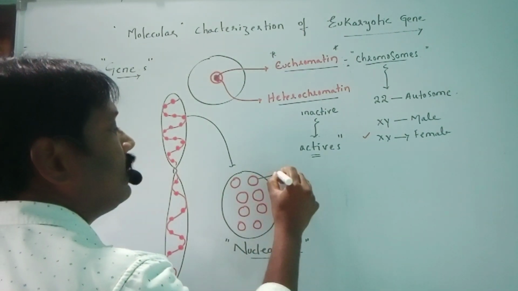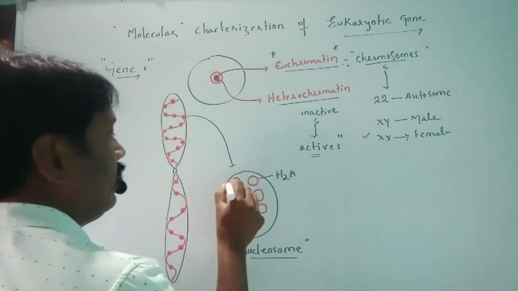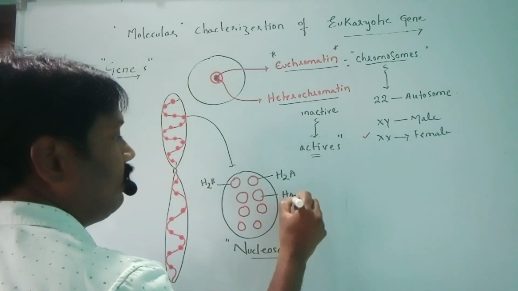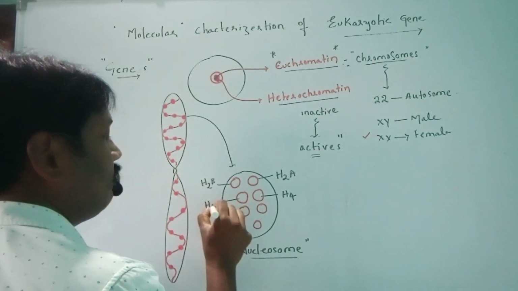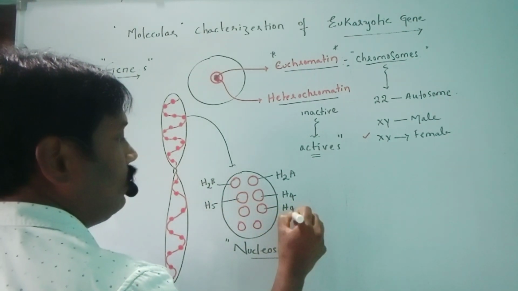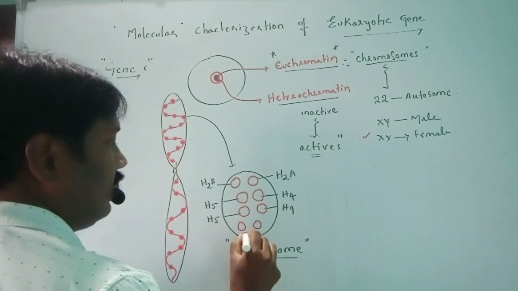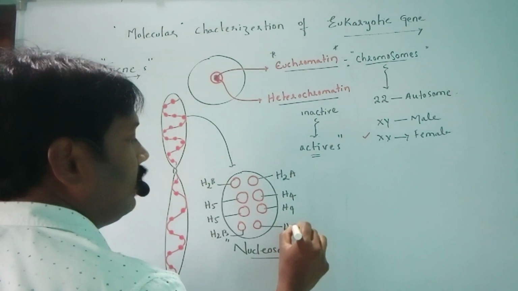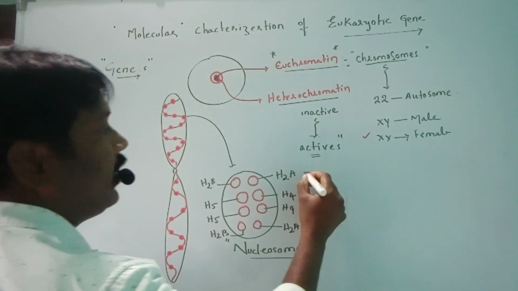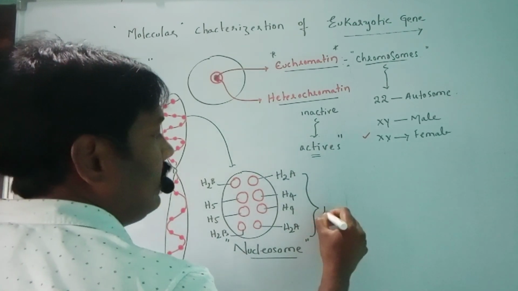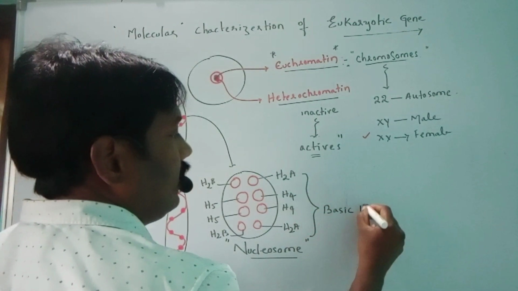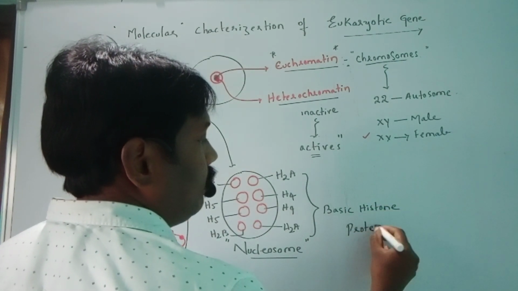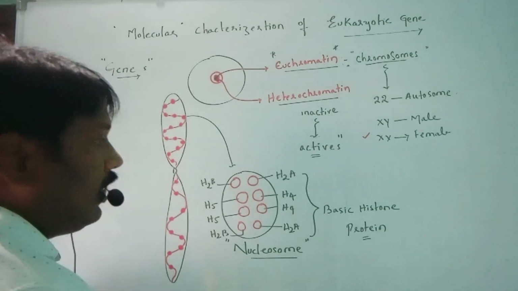When we write here, this one is H2A, H2B, H4, H5, H4, H5, H2B, H2A. What are these? These are all basic histone proteins. And these basic histone proteins, what charge do they have?